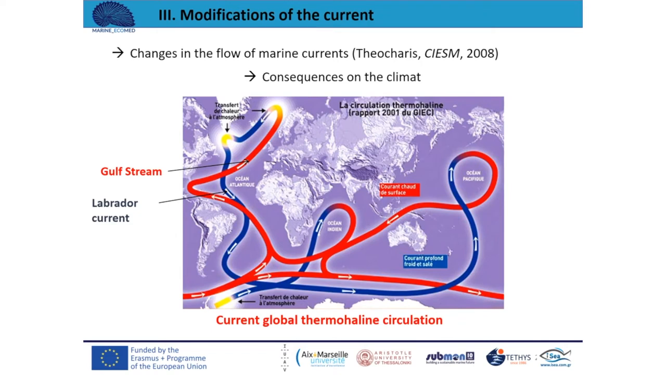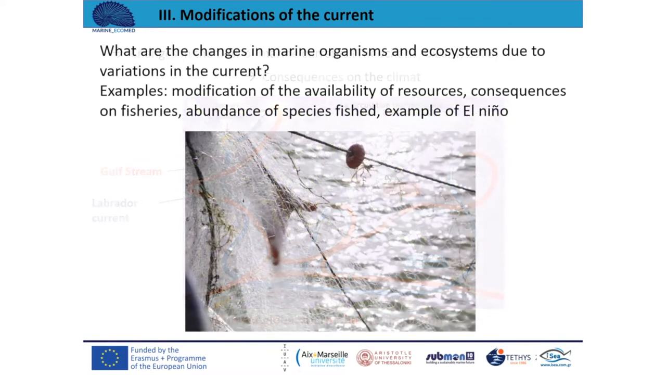The climate of the Earth is influenced by oceanic currents. For example, the Gulf Stream influences the climate in Europe. What are the changes in marine organisms and ecosystems due to the variations of currents? We have many examples: modification of the availability of resources, consequences on fisheries, abundance of species fished, for example El Niño. El Niño is the warming of the ocean surface in the central and eastern tropical Pacific Ocean.